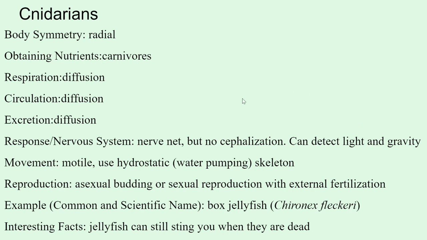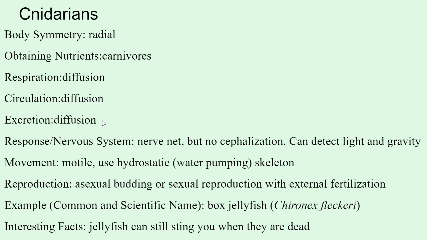Cnidarians are kind of simple like sponges are. They do their respiration, circulation, and excretion all through diffusion. So that means they get their oxygen by doing diffusion, they move oxygen around their body by doing diffusion, and they get rid of waste by doing diffusion. They have a nerve net, so they have some nerves in their bodies, but they have no cephalization.